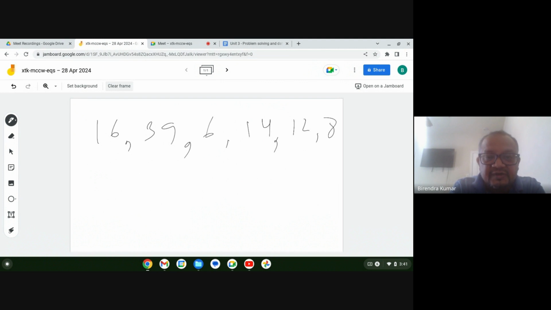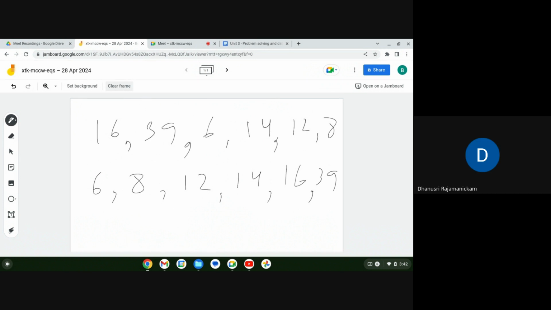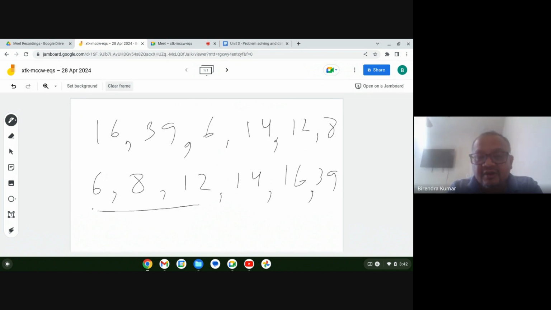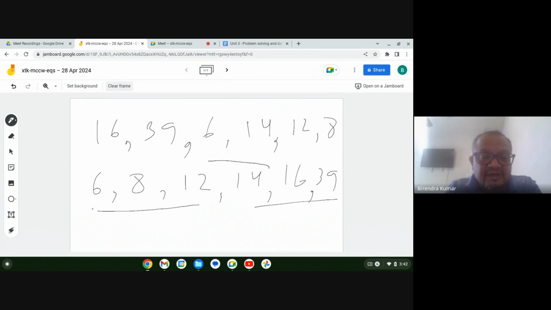Same thing: first, you have to arrange them, right? 6, 8, 12, 14, 16, and 39. But which one is the median? Whenever you're dealing with odd numbers, it's easy, right? You have 7, so 3 on one side, 3 on the other side, the fourth one is the middle. If you're dealing with 9 numbers, 4 on one side, 4 on the other side, the fifth one is the middle, right?